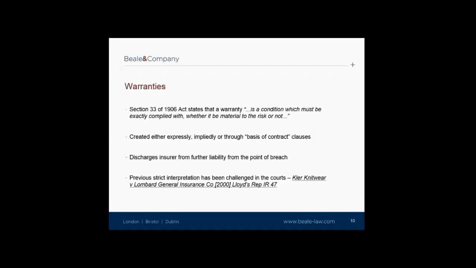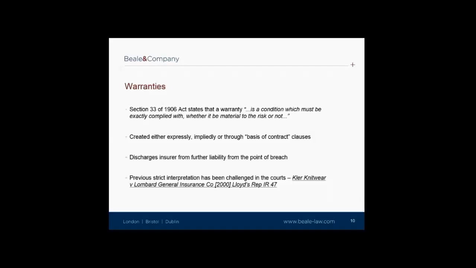Section 33(3) of the 1906 Act states that a warranty must be exactly complied with whether material or not. Warranties are created in 3 ways: as either an express or implied term of the insurance contract, or through basis of contract clauses which convert representations into warranties. At present, a breach of warranty in an insurance policy discharges the insurer from further liability from the point of breach, even if remedied before any loss and even if the breach is unrelated to the loss.